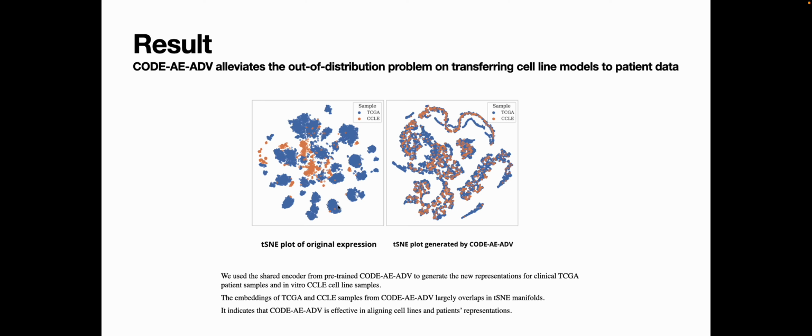Here's the result. We use the shared encoder from the pre-trained model to generate new representations for both cell line data and also the patient data, and just see how the alignment goes. It turns out you can see they're largely overlapped in this t-SNE manifold, which also shows our model does a good job in aligning cell line and the patient representations.